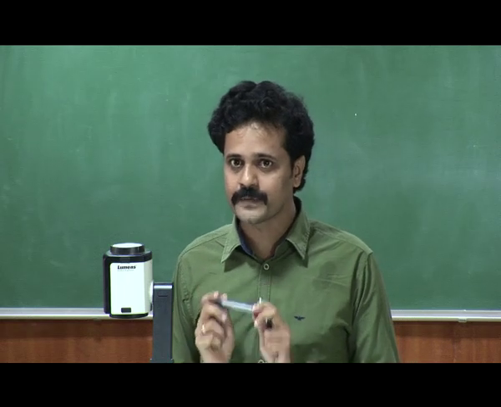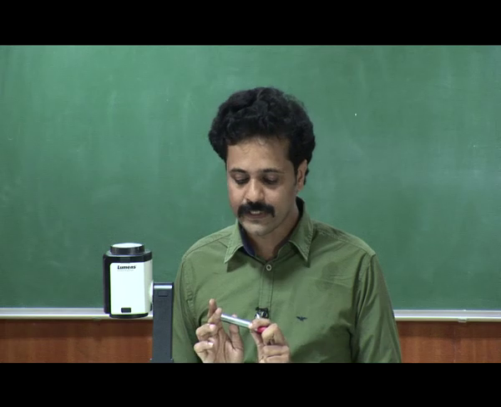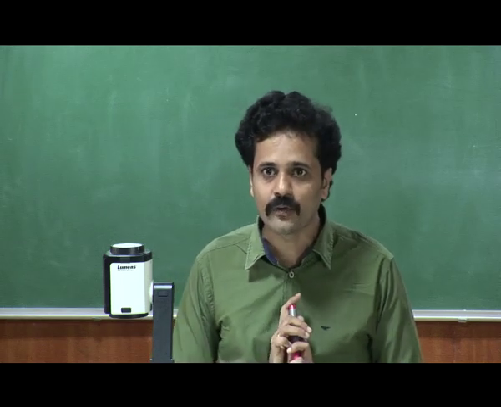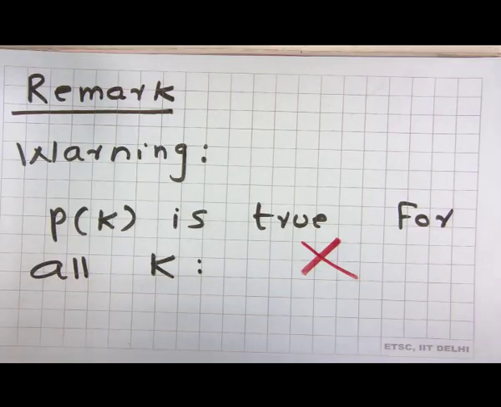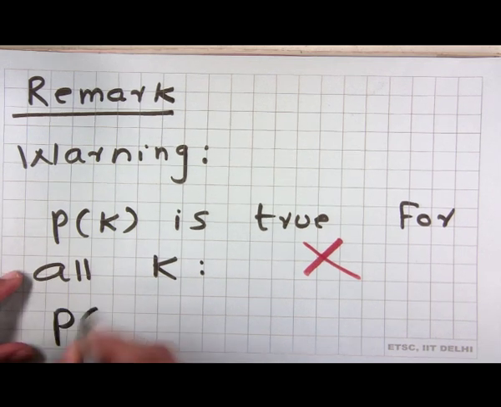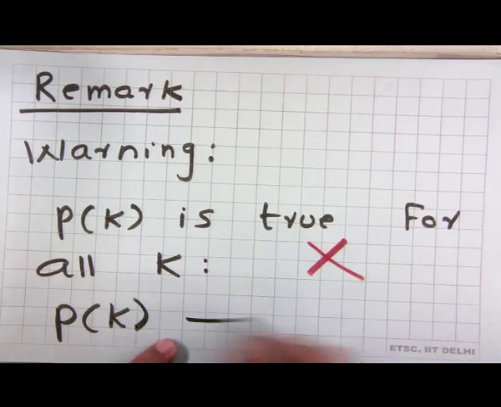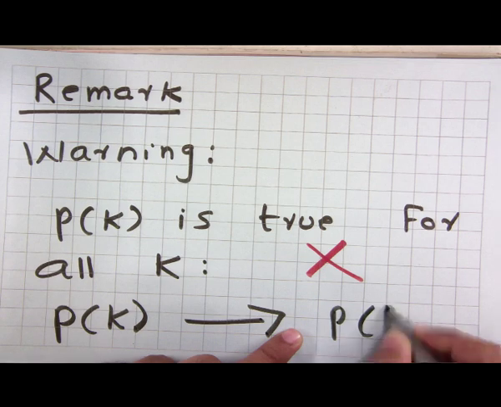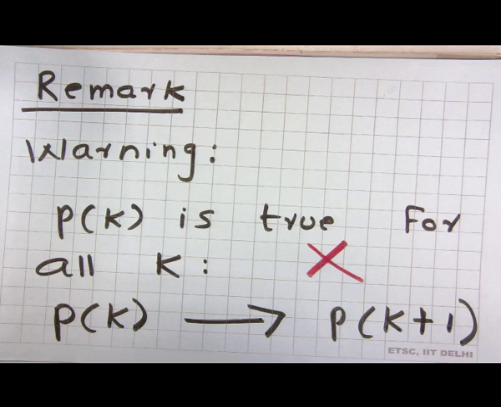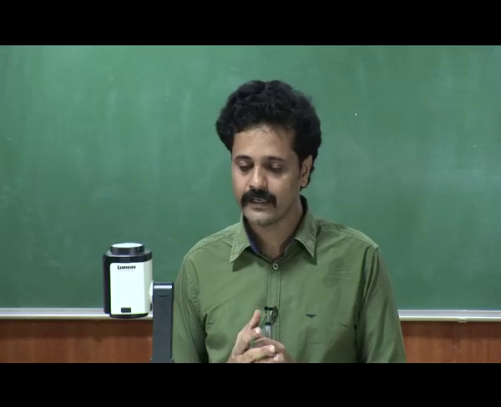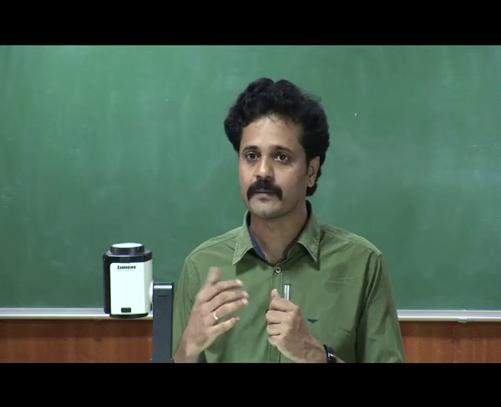if you closely observe, in the second step, we do not assume P of k is true for all k, but what we do is we prove a conditional statement. If P of k is true, then P of k plus 1 is true. That is, we are not using begging the question or circular reasoning, or meaning to say we are assuming something which we are supposed to prove.